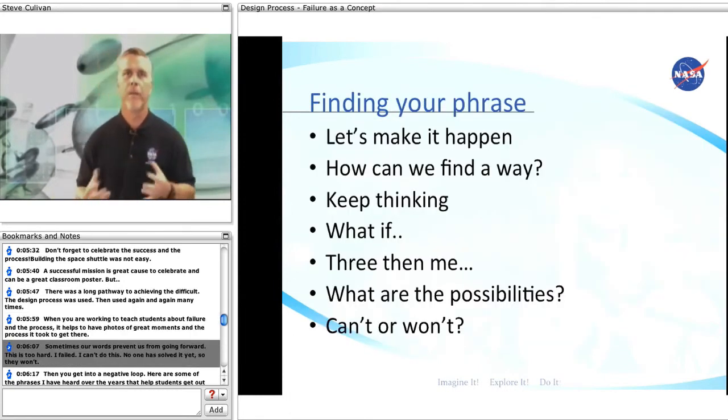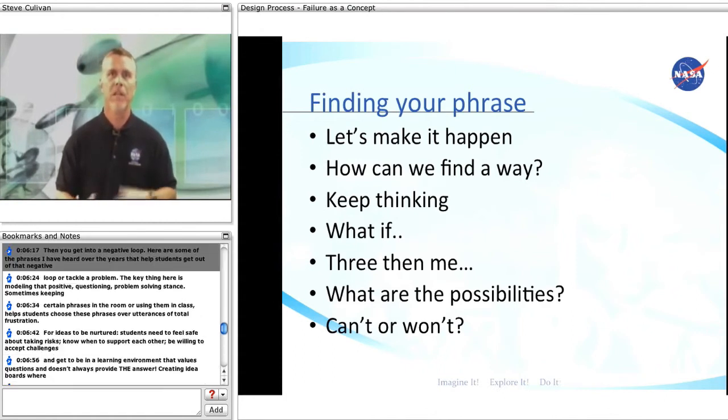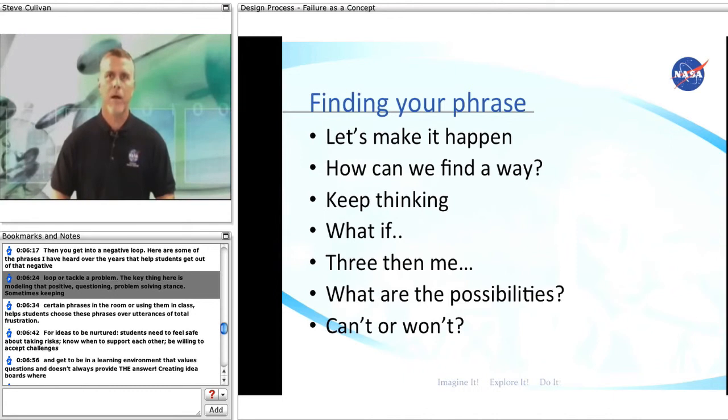Sometimes our words prevent us from going forward. This is too hard. I failed. I can't do this. No one has solved it yet, so they won't. Then you get into a negative loop. Here are some of the phrases I have heard over the years that help students get out of that negative loop or tackle a problem.